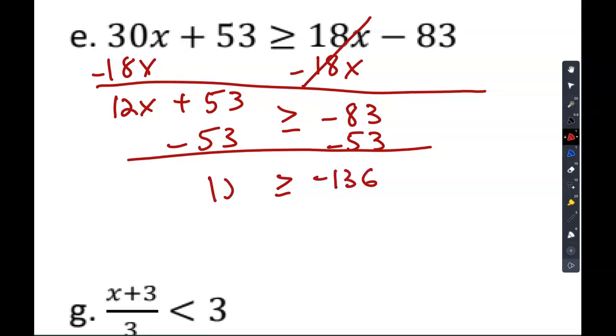Bring down this 12x. We're going to divide by 12. Notice we're dividing by a positive. Even though we're dividing into a negative, we're dividing by a positive, so we don't change the inequality. So it's going to be less than or equal to, and this comes out to be negative 11 and a third. Okay, you may get a decimal here, but that's how that's done.